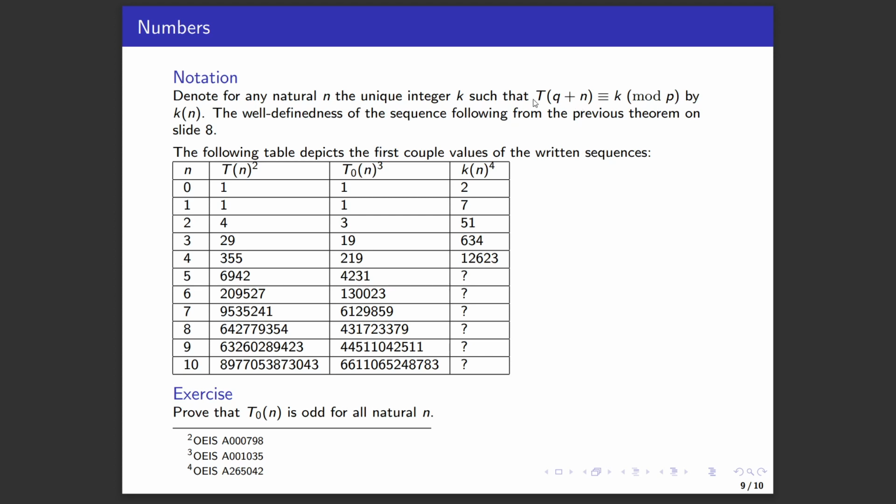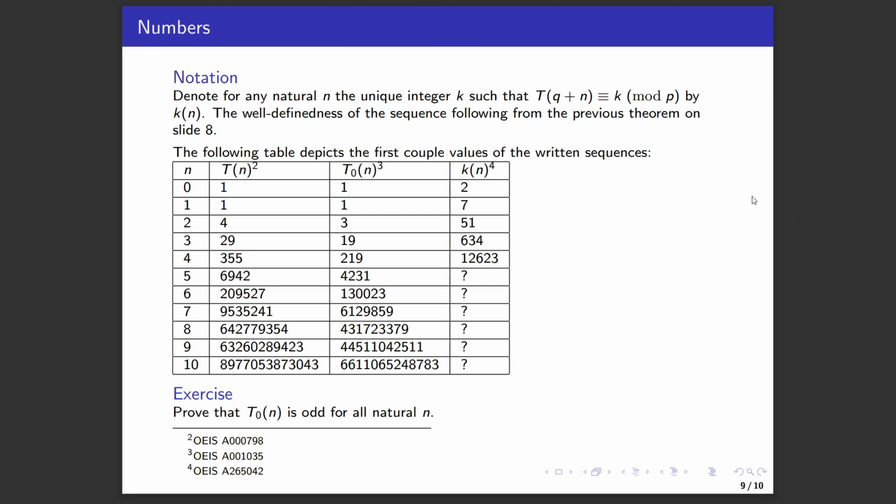In that case, we have that t of 3 plus 1 is congruent to k of n, so k of 1 modulo 3. k of 1 is 7. So t of 3 plus 1, so t of 4, is congruent to 7 modulo 3, so to 1 modulo 3. We can check this by adding the digits, that's 13, so that works out. You can play around, and here's a nice exercise: prove that TO of n is odd for all natural n. You can do that using the results we've seen.